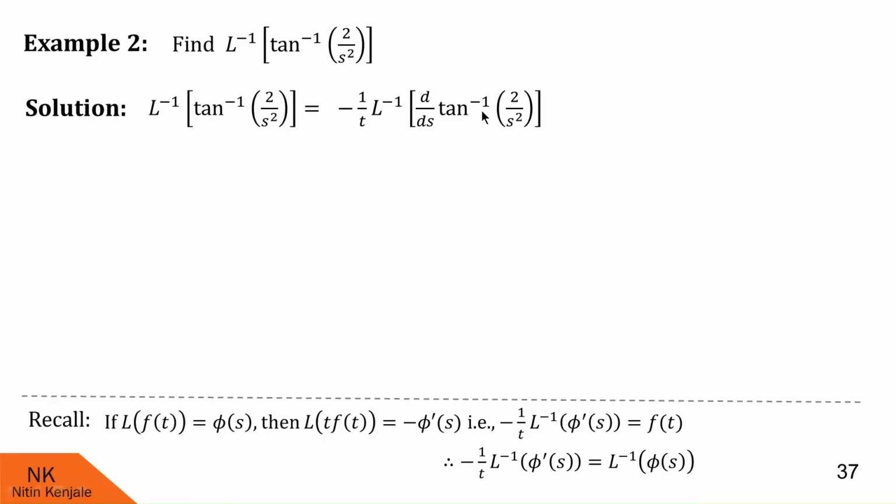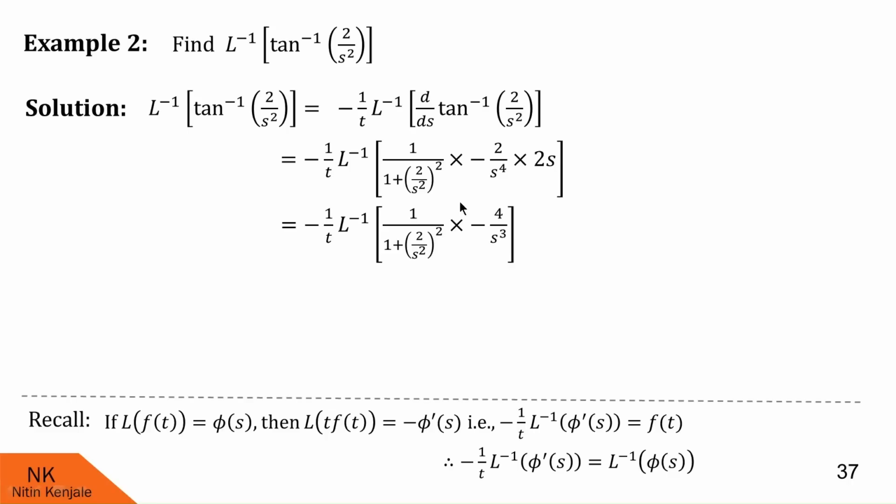And what is derivative of tan inverse? It is 1 upon 1 plus (2 by s square) the whole square into, by chain rule, derivative of 2 by s square, which is minus 2 by s square whole raised to 2, that is s raised to 4, into derivative of s square, which is 2s, which when simplified we get minus 4 upon s cube into 1 upon 1 plus (2 by s square) whole square.